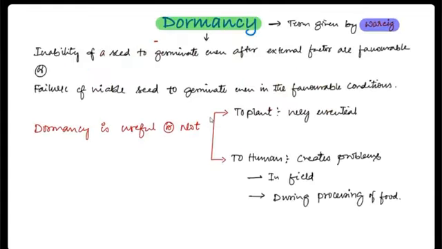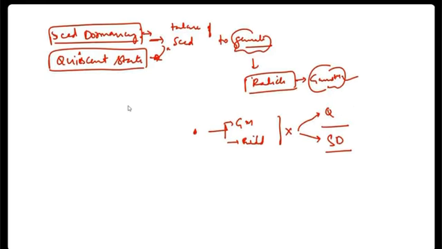Okay, so let me first make it clear what dormancy is. Dormancy is nothing but the inability of a seed to germinate when the external factors are favorable, or a failure of a viable seed to germinate even in favorable conditions. So this is what dormancy means. I hope you got the point. Seed dormancy means that when the seeds are kept in a favorable environment, even then they don't have the ability to germinate. Those types of seeds are categorized as dormant seeds.